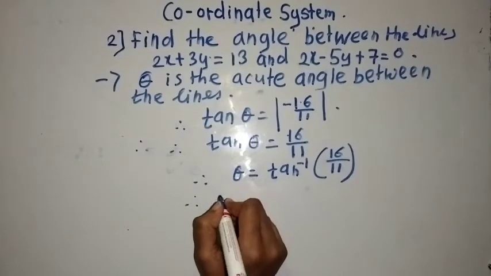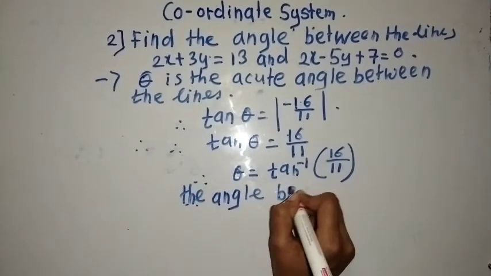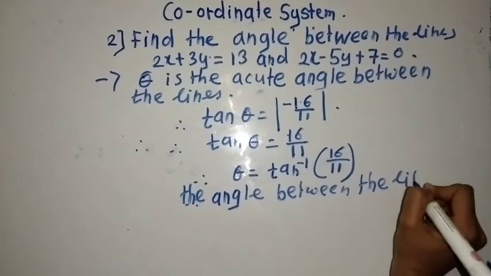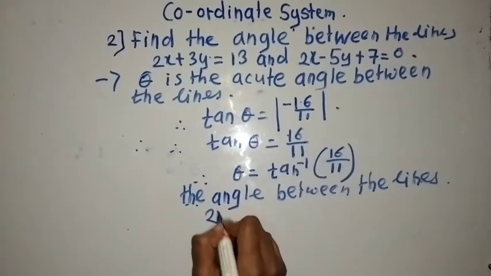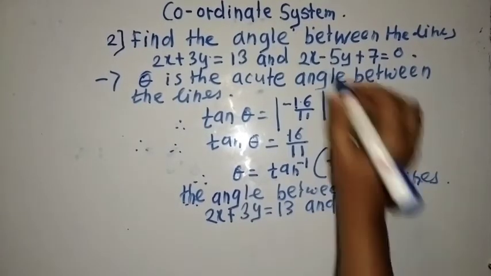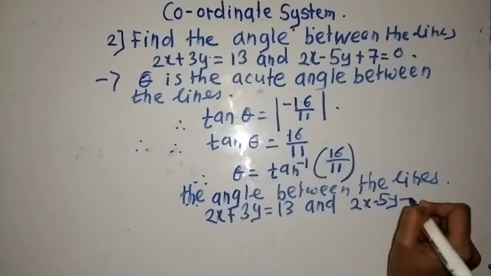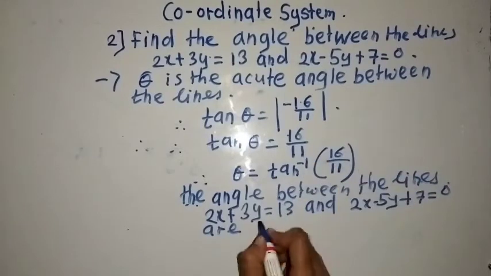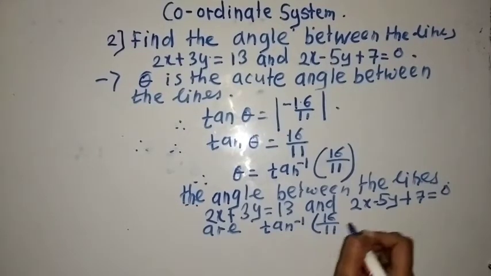Hence the angle between the lines 2x plus 3y is equal to 13 and 2x minus 5y plus 7 is equal to 0 is tan inverse of 16 upon 11.